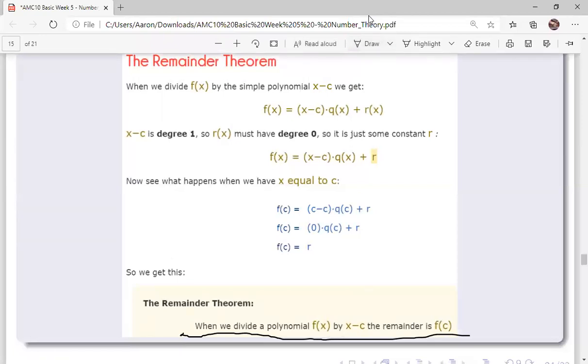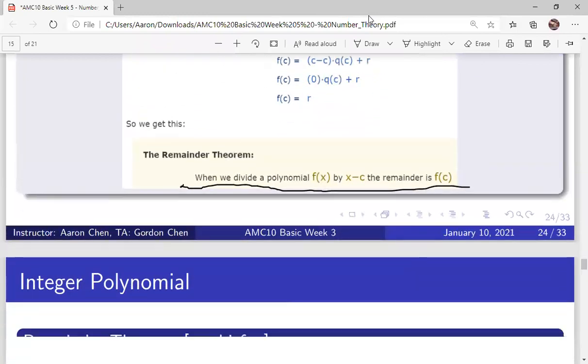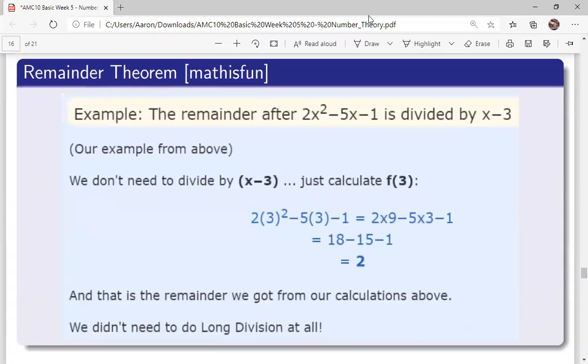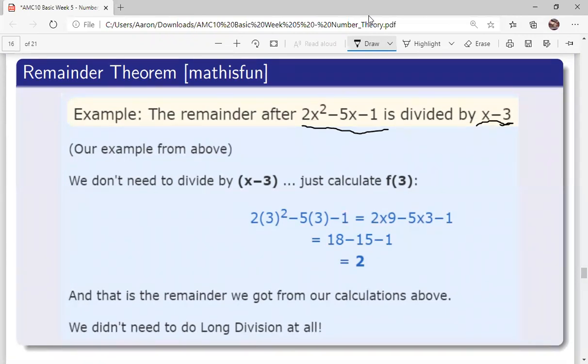So this is an example of how you would use the remainder theorem. So you want to find the remainder of 2x squared minus 5x minus 1 after it's divided by x minus 3. And so by applying the remainder theorem, the answer is just f of 3. And when you plug in x equals 3 here, you get this, and when you simplify it down, it's just 2. And you don't need to use long division this way.